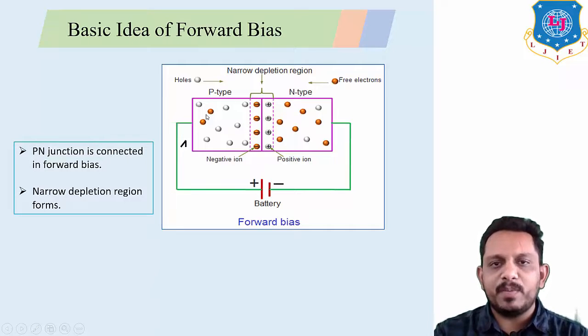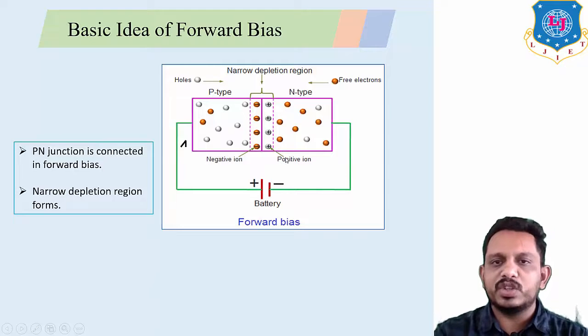Now whenever this P type material is given a positive supply and this N type material is given a negative supply, a narrow depletion region will be created between the junction of P and N. This electron wants to travel to this part of the circuit. So there will be electrons on the positive side and holes will try to move to this side of the PN junction diode. So this is positive, this is negative.